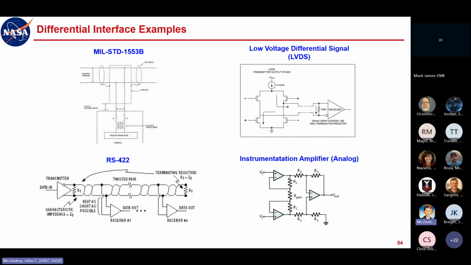We use these kinds of interfaces all the time. Some of these go back many decades. 1553 and RS422. Let's go back 50 years. Certainly 30 or 40. I mean, they were in common use when I started. More than 50. Yeah, 1553 is definitely more than 50 years old. LVDS is a bit more recent, but it's becoming standard.